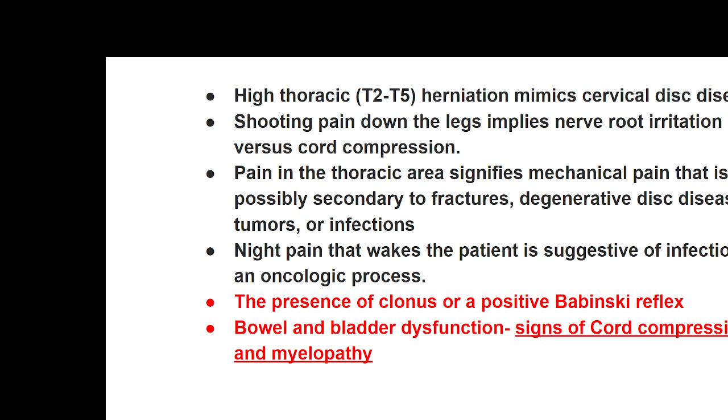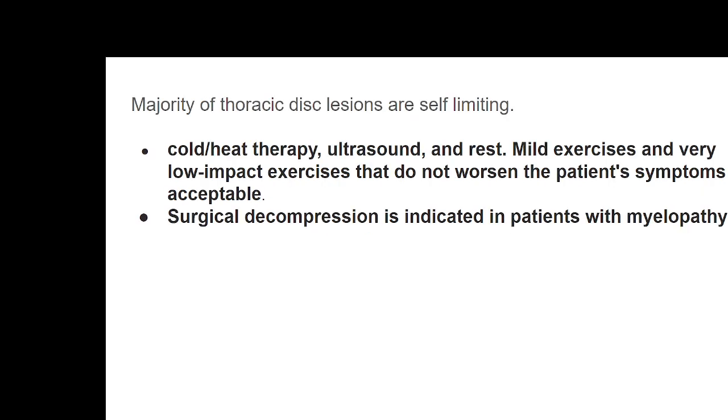And particularly if the patient has thoracic pain which makes the patient wake up at night, then it could be suggestive of such serious conditions like infection, tubercular or oncological conditions. And if the patient has signs of clonus, muscle spasm, and a positive Babinski reflex, suggestive of upper motor neuron conditions, or if there is bowel and bladder dysfunction, that's a definite sign of cord compression and myelopathy, which is beyond the scope of usual medical treatment.